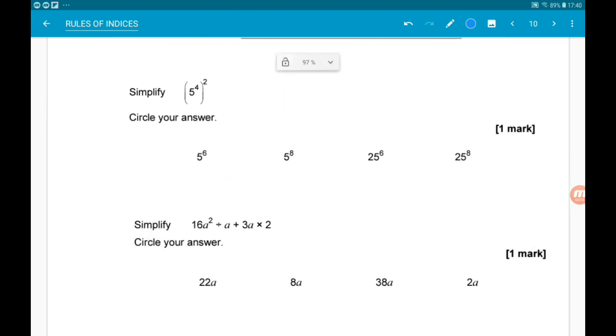Okay, next up, we want to simplify 5 to the power 4 squared. So that's 5 to the 4 times 2, and that's 5 to the power 8.